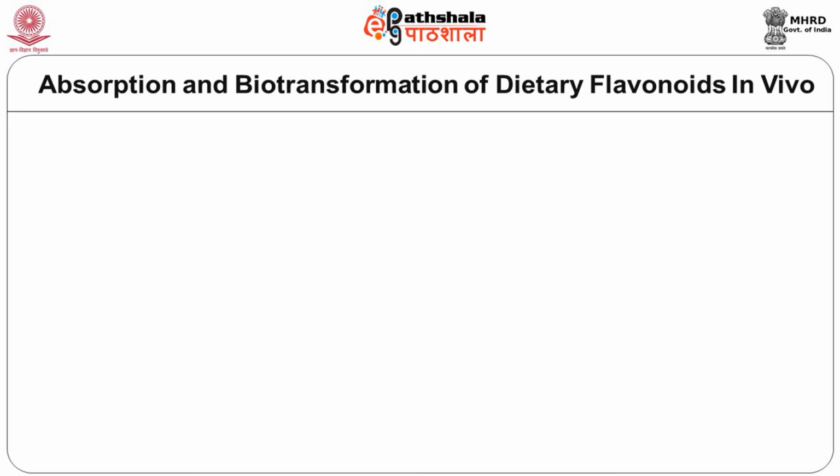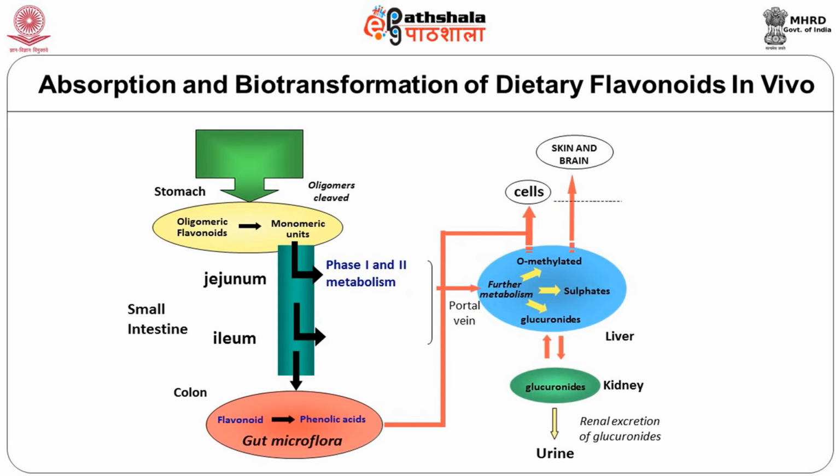Once we take the flavonoids through the diet, they reach the stomach, where the oligomers will be cleaved to monomeric units. Then they enter the small intestine, the jejunum part, where they undergo further biotransformation by phase 1 and phase 2 metabolism, and then reach the liver. Further down, once it passes from the jejunum, it reaches the ileum and the colon, where the gut microflora also biotransform these flavonoids into phenolic acids, which will be sent through the portal vein into the circulation.